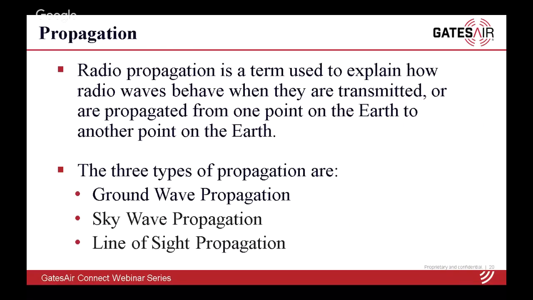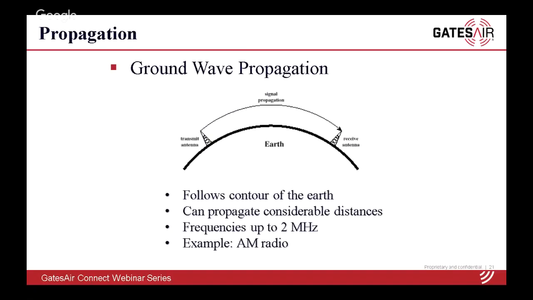So let's talk a little bit about propagation, because with TV and FM, our typical propagation is line of sight, but there's a number of different propagations that can be looked at for antennas. Radio propagation is a term used to explain how radio waves behave when they are transmitted from one point on the earth to another point on the earth. So we have ground wave propagation, sky wave propagation, and line of sight propagation. Ground wave propagation follows the contour of the earth and propagates considerable distances, frequencies typically up to 2 megahertz, an example being AM radio.